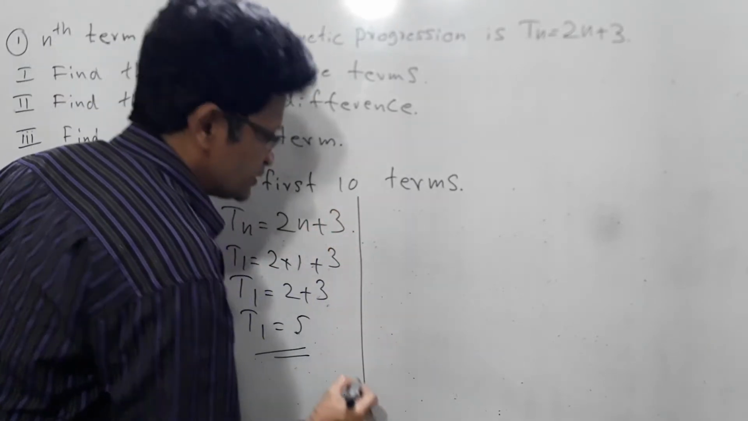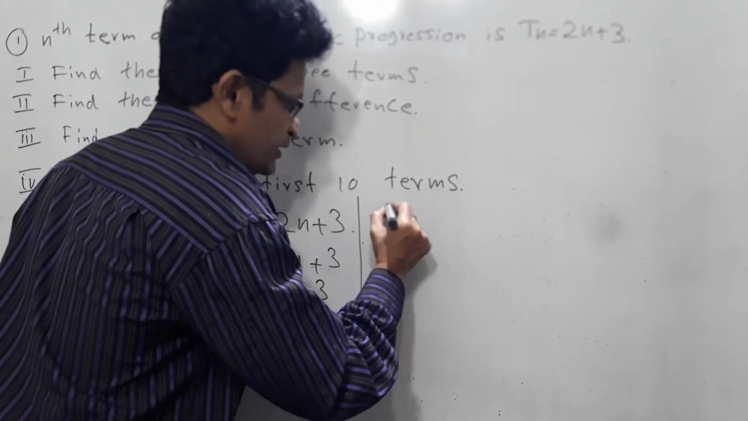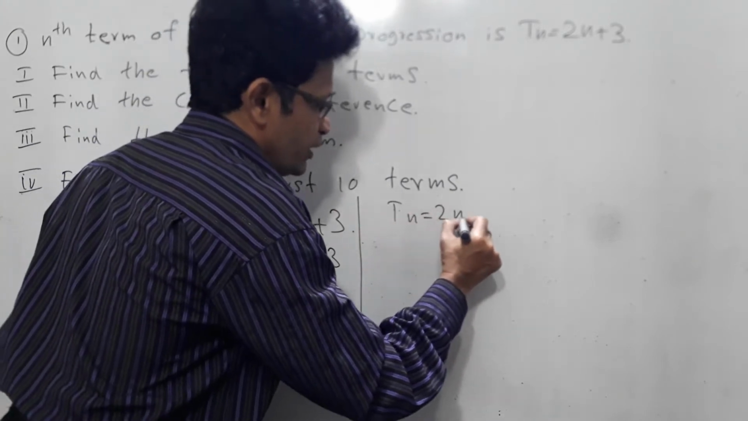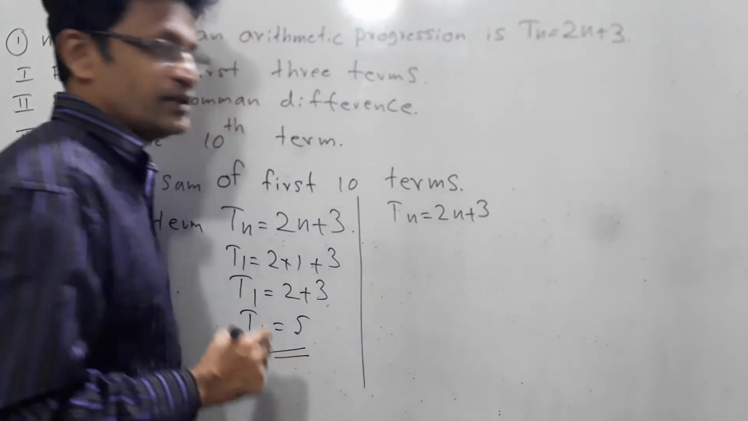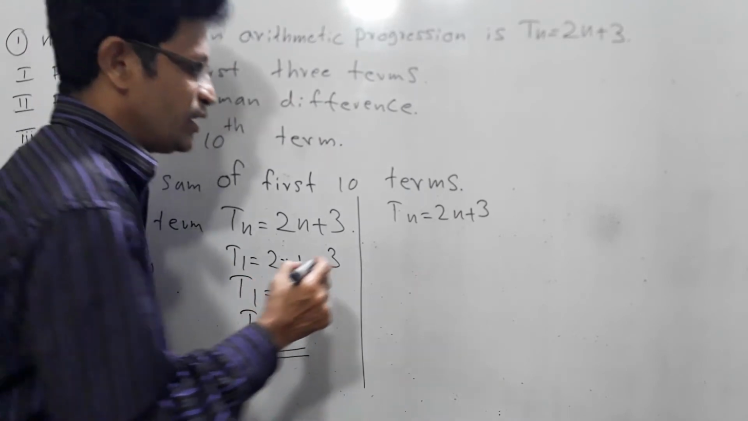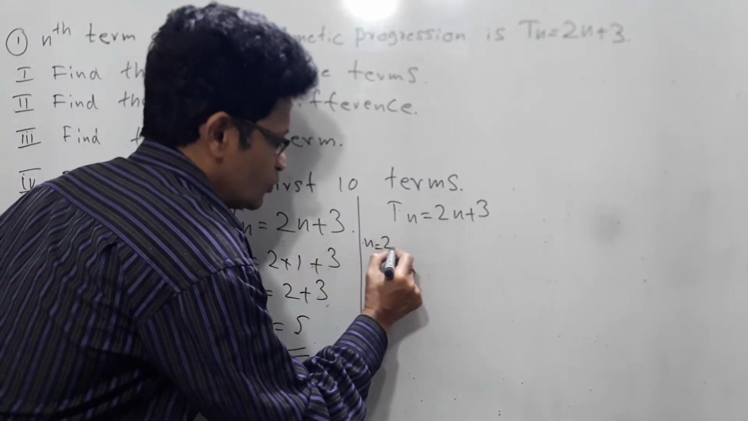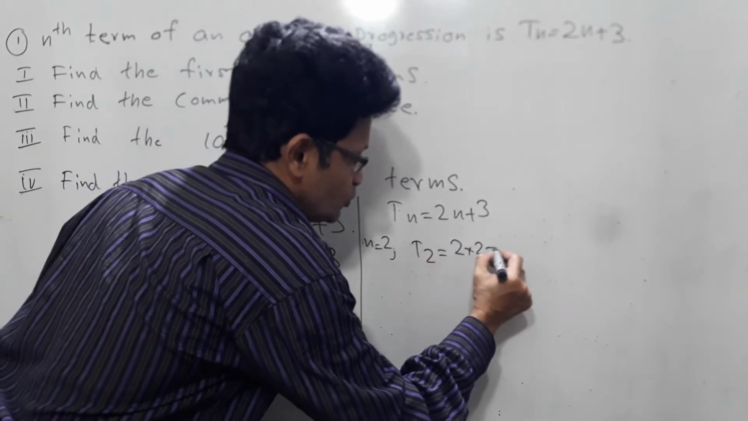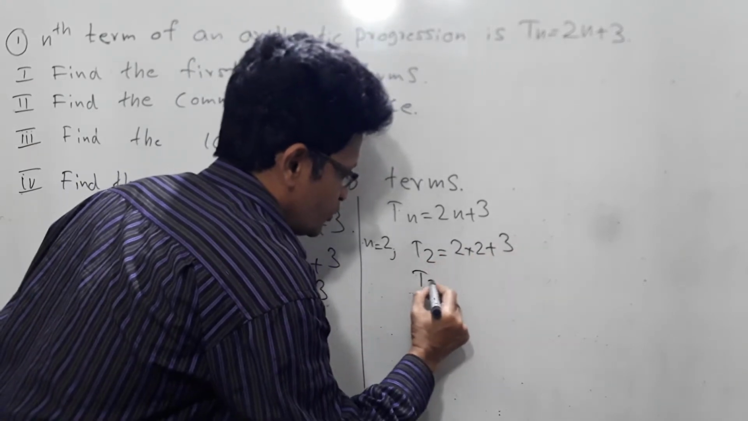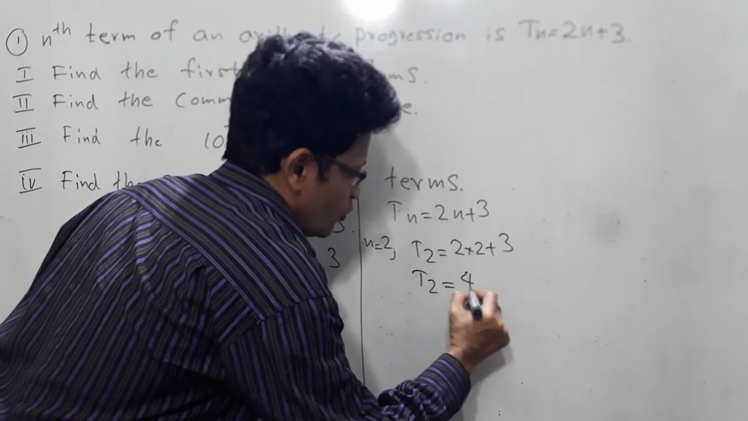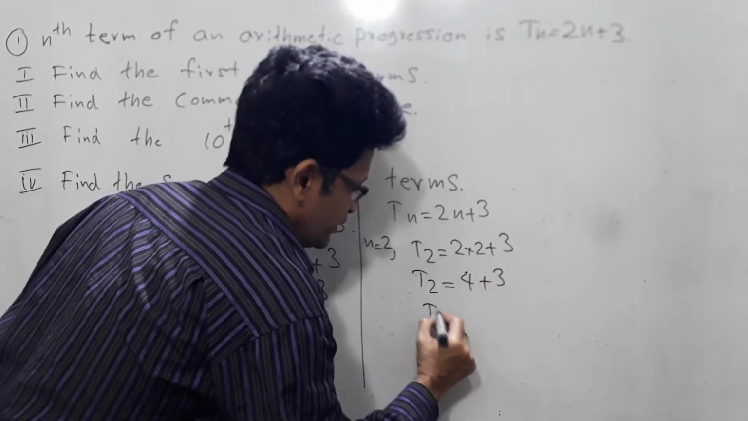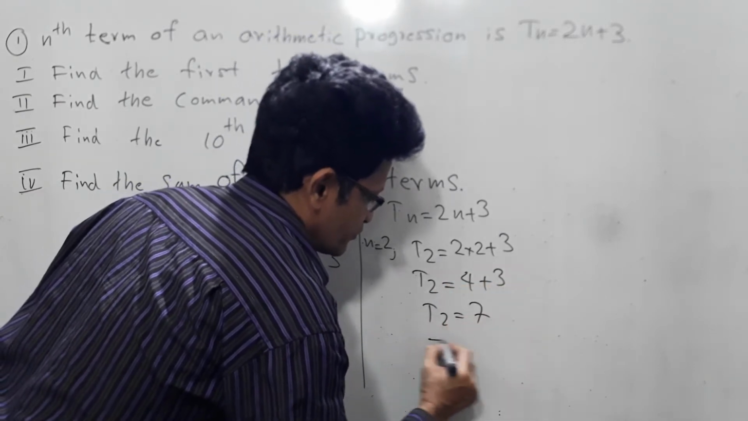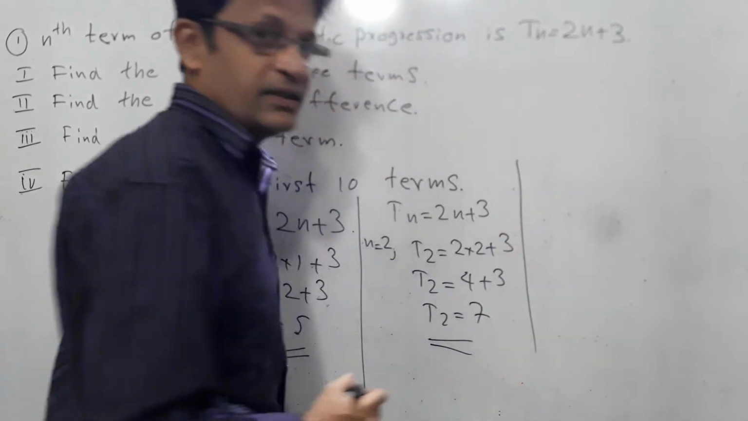Now we go to the second term. Tn equal 2n plus 3. To find the second term, we substitute n equal 2. Then T2 equal 2 times 2 plus 3. So T2 equal 2 into 2, which is 4, plus 3. T2 equal 7.